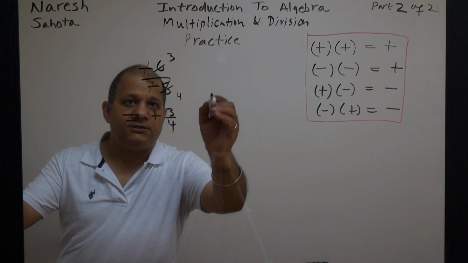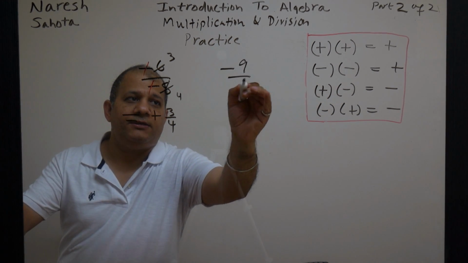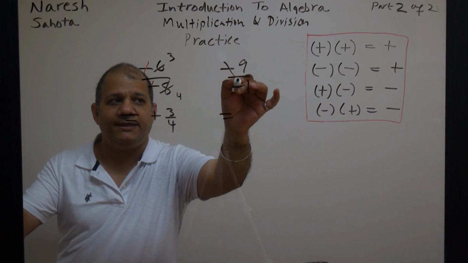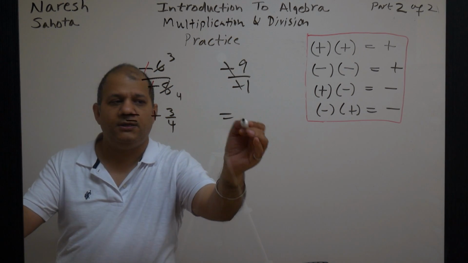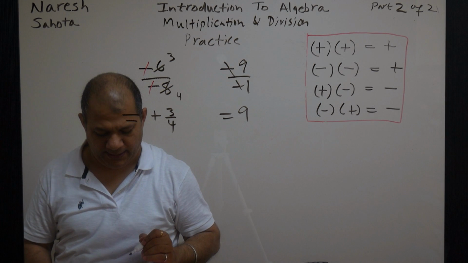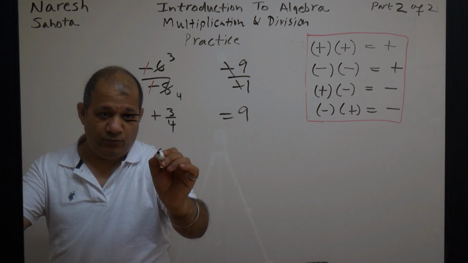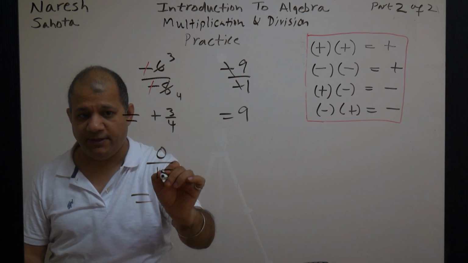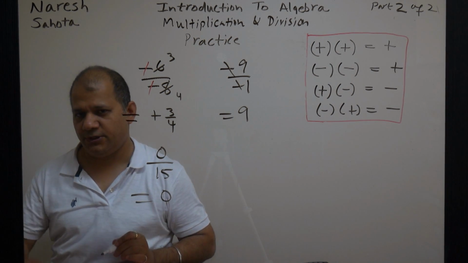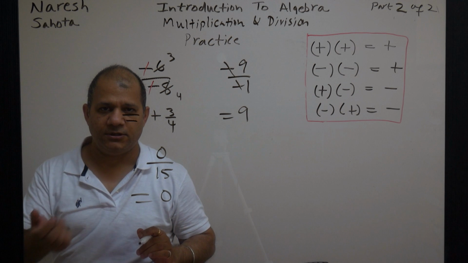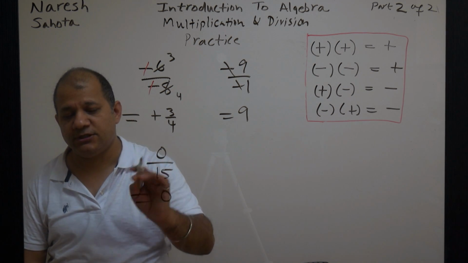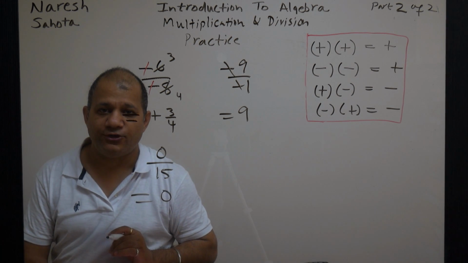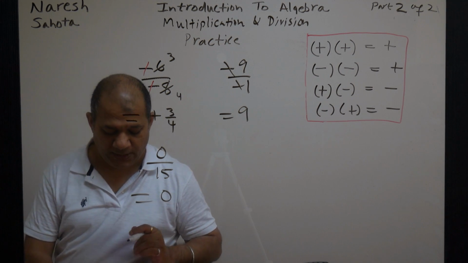All right, so now let's look at negative 9 divided by negative 1. Again, the negatives will cancel. 9 over 1, 9 divided by 1 is 9. Now, what if we have 0 divided by 15? 0 divided by 15 is 0. So 0 divided by any number, the result is always 0. You can punch this on your calculator to verify, to prove to yourself that it is 0.